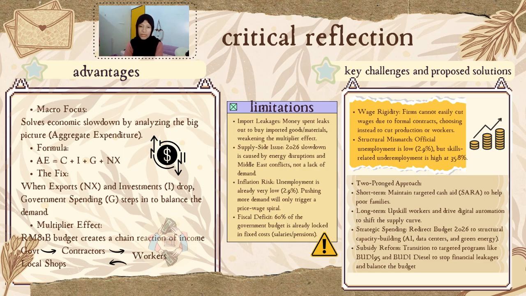Therefore, our integrated solution proposes combining short-term Keynesian demand support like targeted SARA cash aid with aggressive supply-side structural reforms by redirecting Budget 2026 funds into high-value capacity building like AI, data centers, and green energy, alongside targeted subsidy reform like BUDI95 and BUDI cells. We can stop fiscal leakage, resolve our 35.8% underemployment rate, and build a highly resilient, non-inflationary economy.